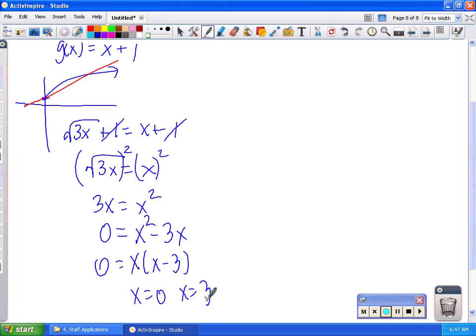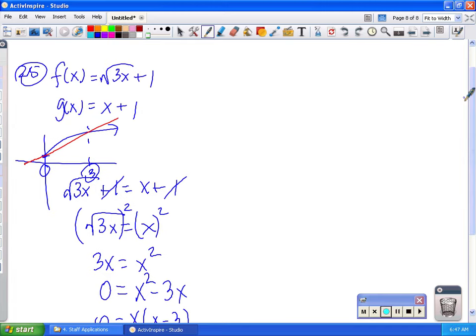So back up here on the graph, I know that the lower bound is 0 and the upper bound here is 3. And I can see that the blue curve, which in this case is the square root function, is on top and the line is on the bottom. So I'm going to collect area starting at 0, stopping at 3 of the top function, which is the square root of 3x plus 1, minus the bottom function, x plus 1 dx.